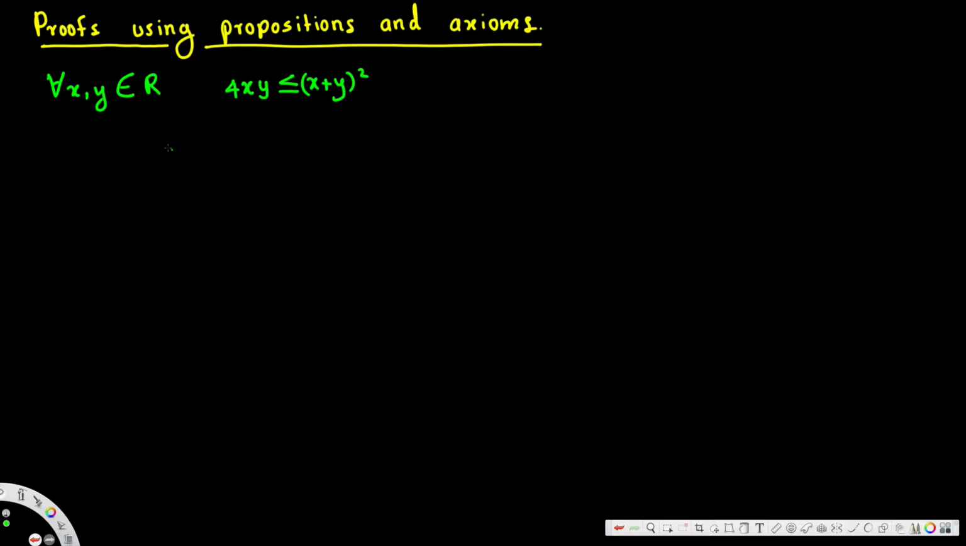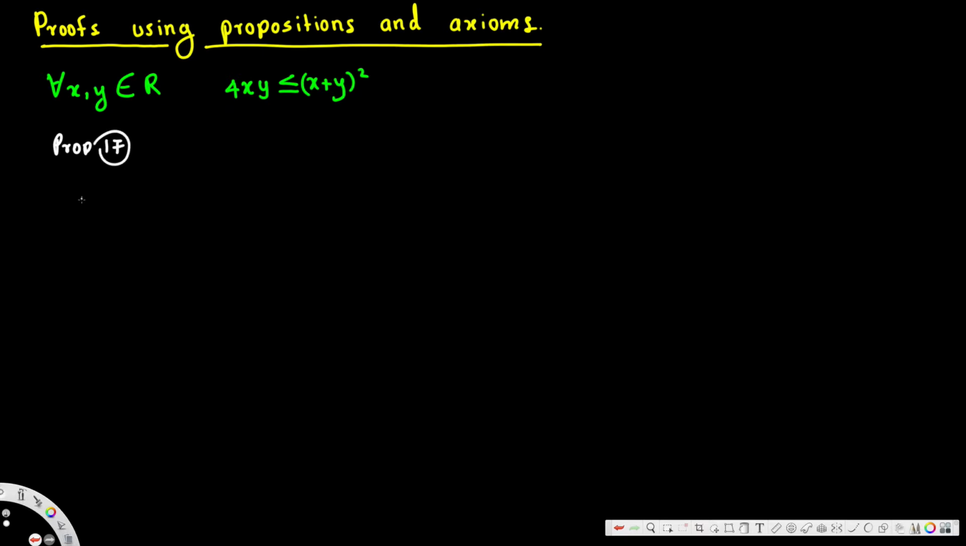In this video we are going to see how to prove this one using propositions and axioms. Here it says for all x, y belonging to the real numbers, 4xy is less than or equal to (x plus y) whole square. Okay, first thing is we are going to use proposition number 17.